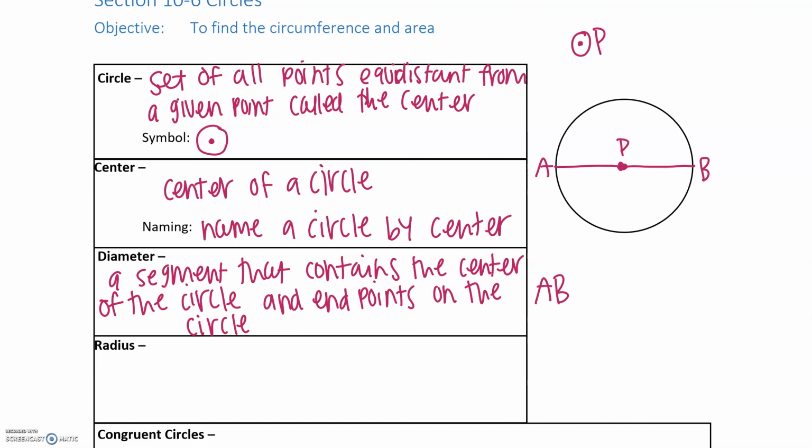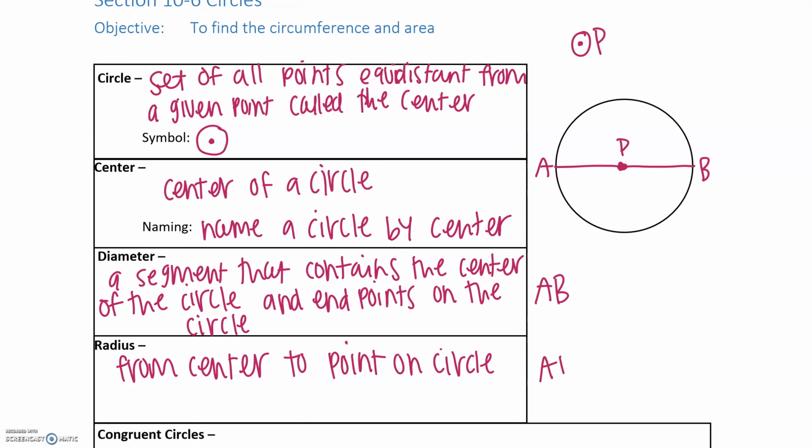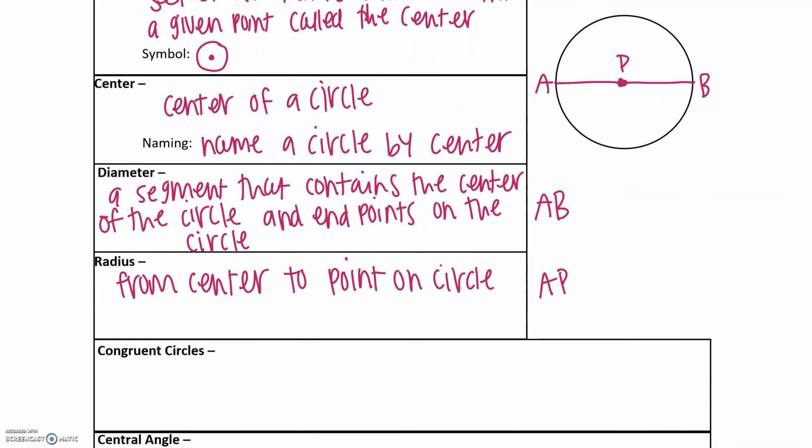Okay. A radius is just a segment. So it goes from center to a point on the circle. Okay, so here we can have a radius of AP. Okay, congruent circles are circles whose radii, that's our plural for radius, so radii are congruent.